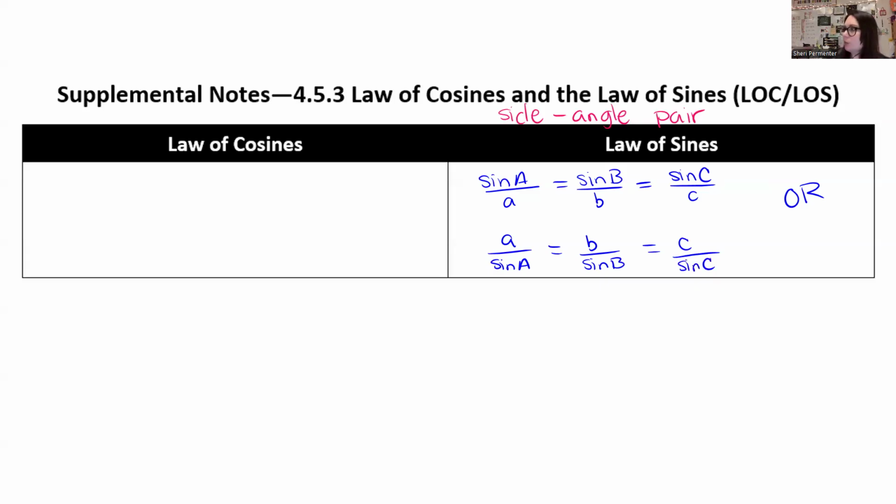You can set up your proportion any way that you want to, and honestly, you'll get the correct answer if you do good math. But there is kind of an advantage. If you're solving for an angle, put angles on the top. If you're solving for a side length, put the side length on the top.